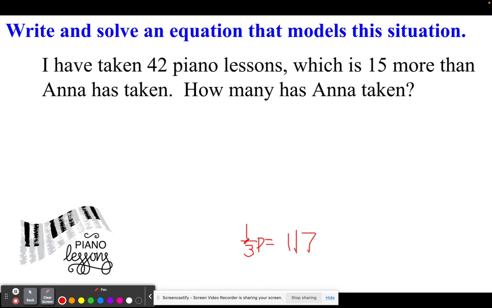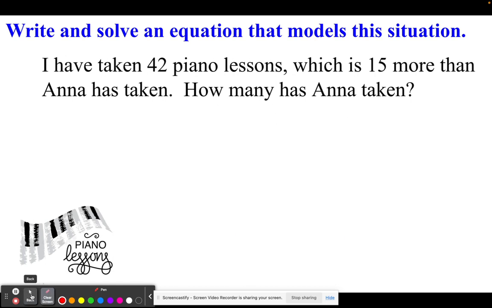So to get rid of that 1/3, I'm going to multiply both sides by the reciprocal, which is 3 over 1, or 3. So this cancels out. My total pages in the book will be 3 times 117, 351, I believe. That would be my solution.